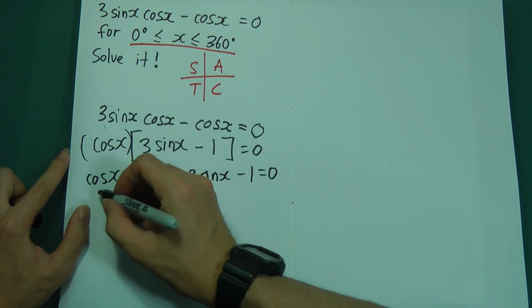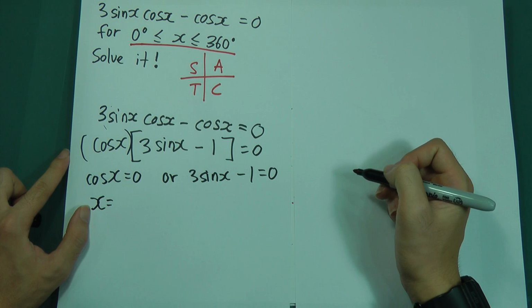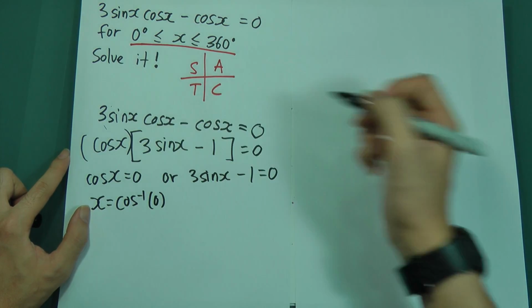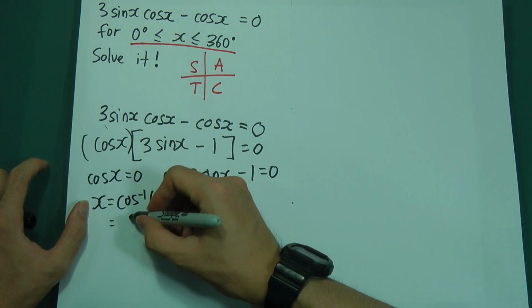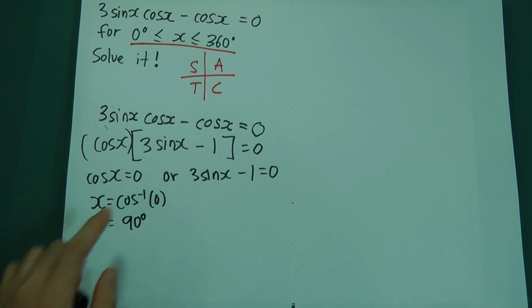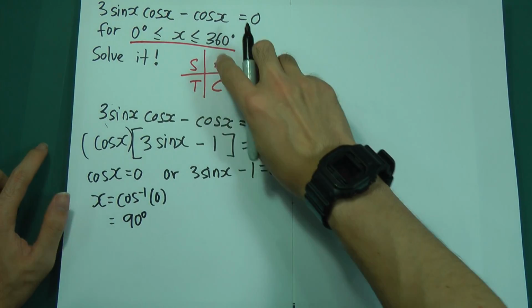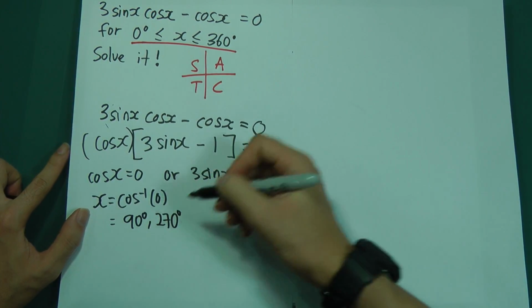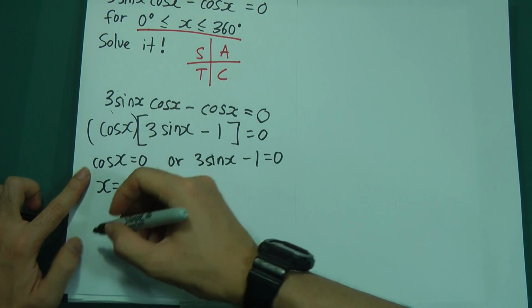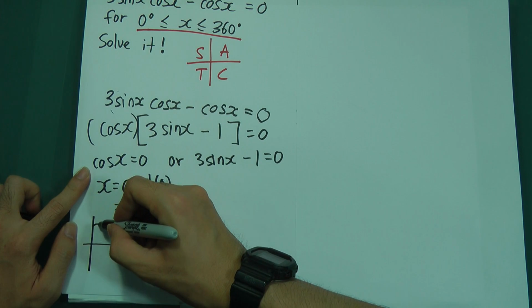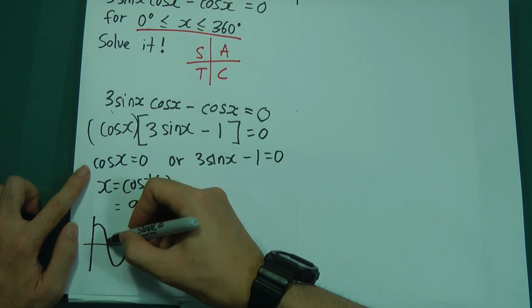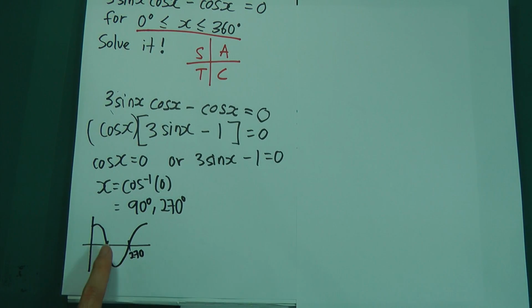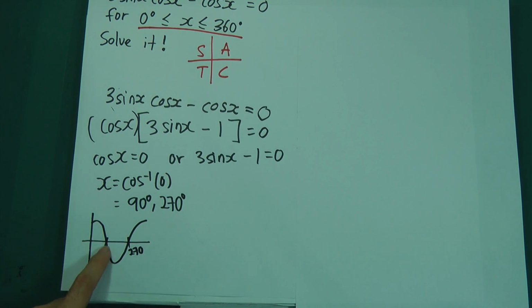When cos x equals 0, x equals shift cos 0. But if you press the calculator, it will only tell you one answer, which is 90 degrees. However, for cos x equals 0, you get 2 different angles between 0 and 360, the other being 270. I know this from the cos graph. The cos graph looks something like this: the first zero is at 90, the second one is at 270.